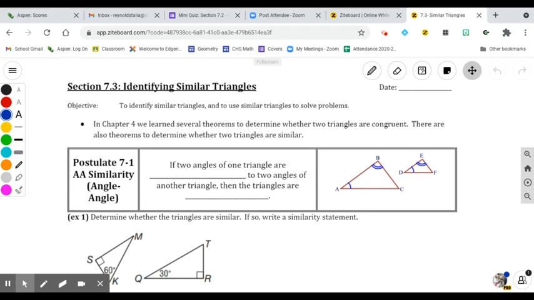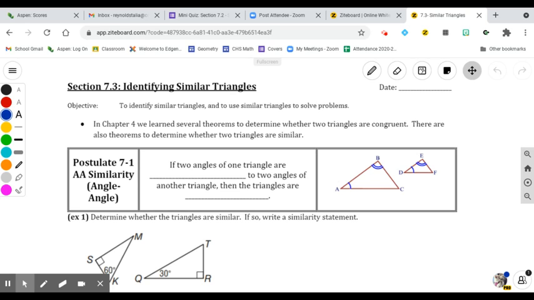Hi, everyone. So this lesson, 7.3, is on similar triangles. I like to call it similarity shortcuts because there are three theorems that we're going to learn that are sort of like shortcuts in determining if triangles are similar. Now, these theorems only work with triangles. They don't work with like a four-sided figure. So it's important to remember that.